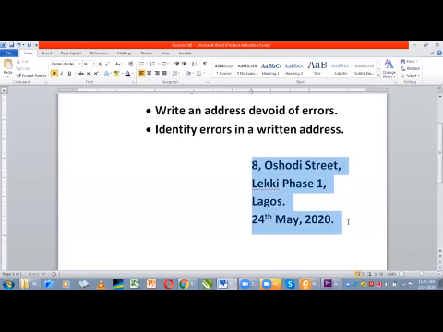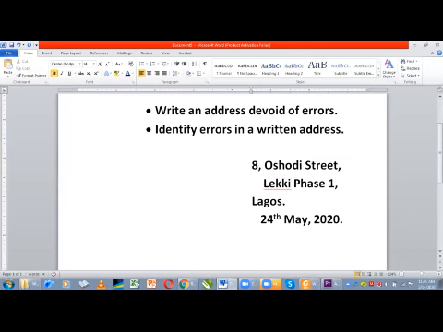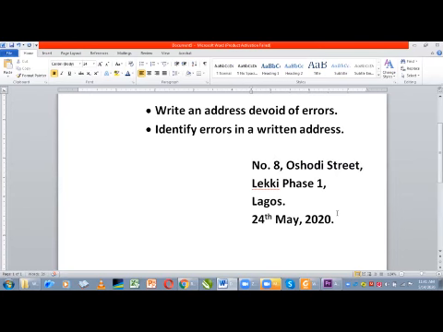Okay, let's look at this address. First, it must be at the top right corner of your page. Do not write your address in this jagged form. There must be block, straight line like this. Now, do not do this. Do not write number 8. Just go straight to the figure.